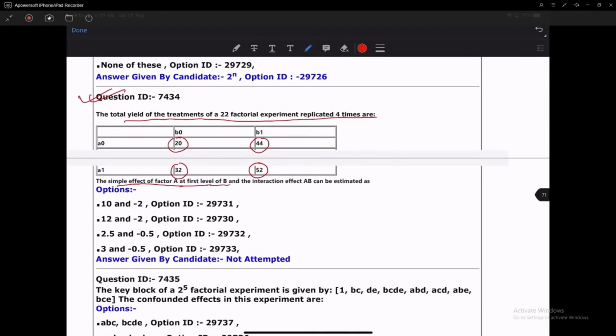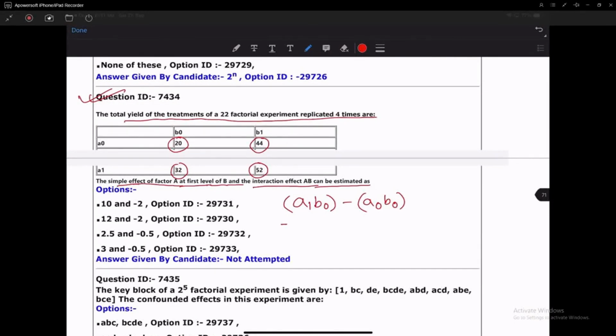I have discussed at the start of my class today that the simple effect of the factor A at first level of B and the interaction effect AB can be estimated. So how can we estimate that? Simple effect of A at first level of B means B is at its first level, B0, and we have to calculate the effect of A, that means presence of A minus absence of A at first level of B.